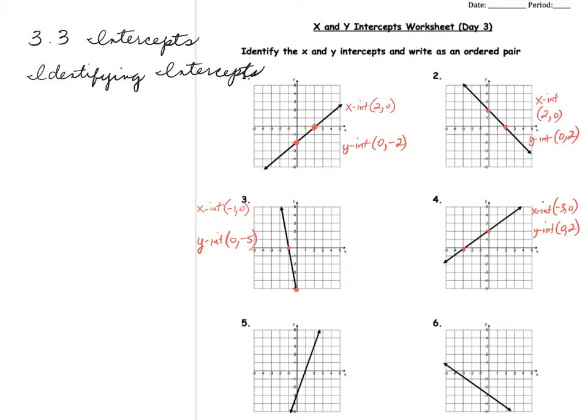Number 5, the x-intercept is (1, 0). The y-intercept is (0, -3). The x-intercept of number 6 is (-4, 0). The y-intercept is (0, -3).